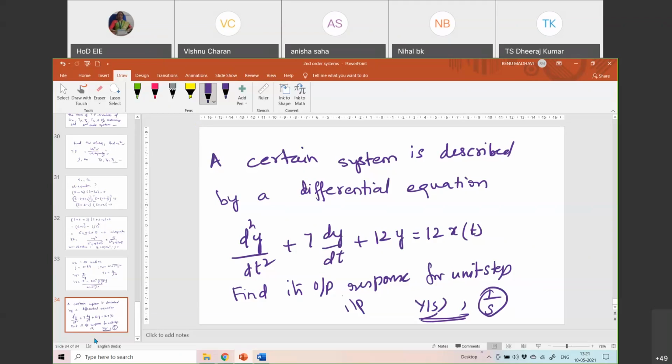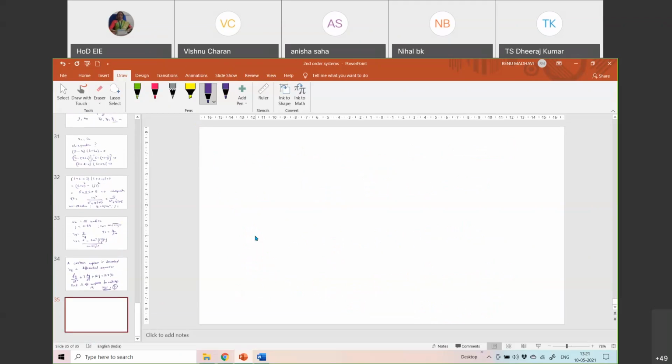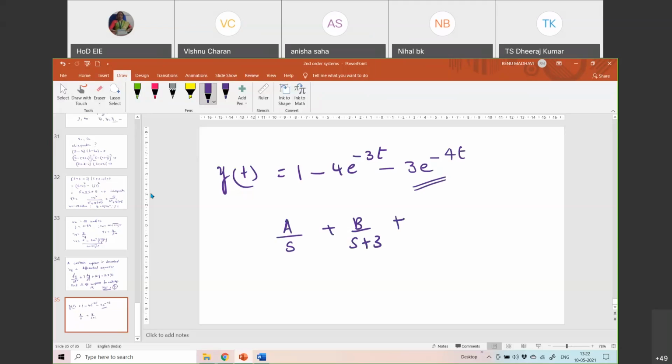I'm just giving you the answer. You can try your own and check whether you are doing it correctly or not. So y of t, the response for the step input, would be 1 minus 4 e to the power of minus 3t minus 3 e to the power of minus 4t. This must be the answer for that. Okay. What you have to get in y of s? A by s plus b by s plus 3 plus c by s plus 4. Obviously, a must be 1, b must be minus 4, c must be minus 3. You should have obtained. Okay.